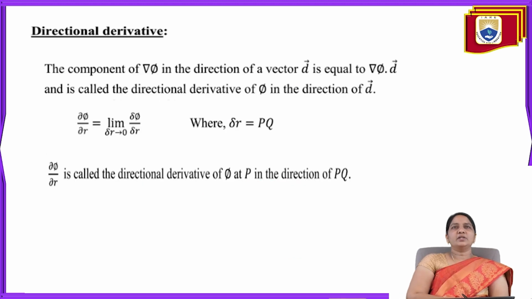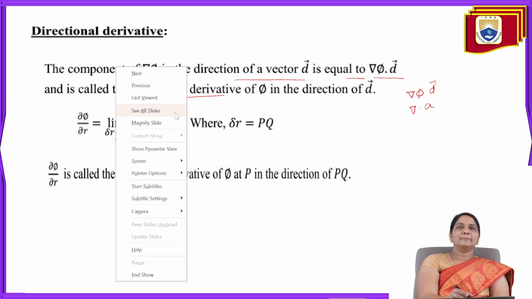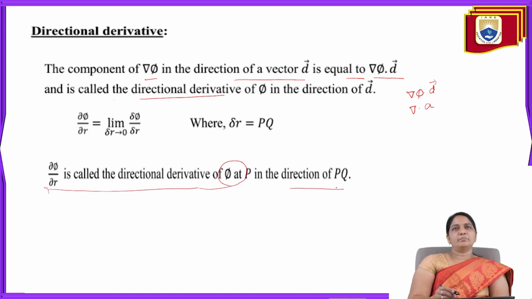Next one, directional derivative. The component of del phi in the direction of a vector d bar is equal to del phi dot dr bar. This is called directional derivative. What is the directional derivative? Del phi dot dr, otherwise del phi dot d, like that we are saying here. So here dou phi by dou r is nothing but limit del r tends to 0 of del phi by del r. So now dou phi by dou r is called the directional derivative of phi at P in the direction PQ.